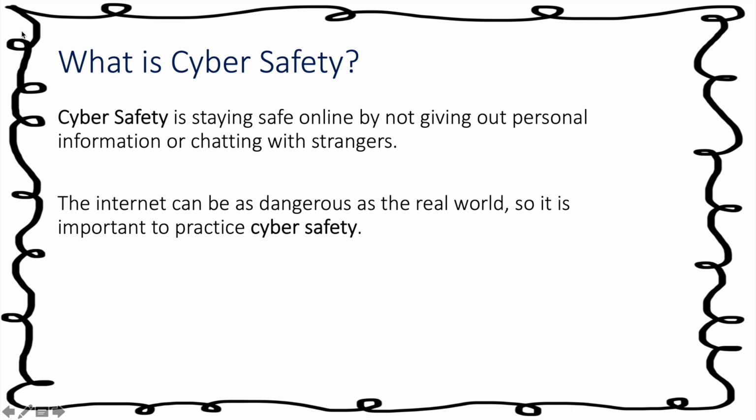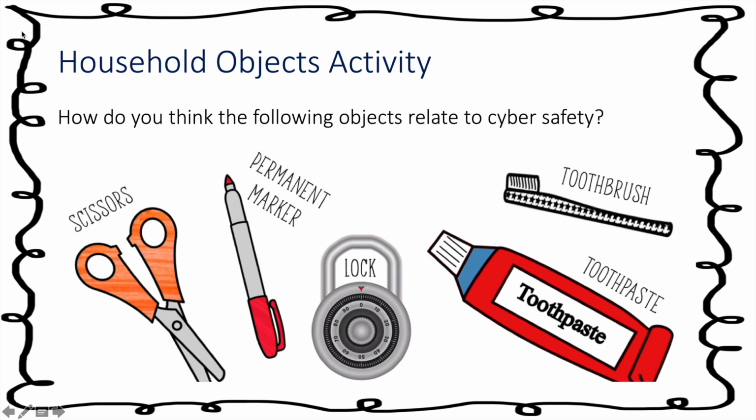So first off, you want to start with a discussion on what is cyber safety. So ask the kids if they have any idea on what cyber safety means, and then also you're going to define it using these two definitions. And then you're going to start with a really fun icebreaker. This one is called the household objects activity.